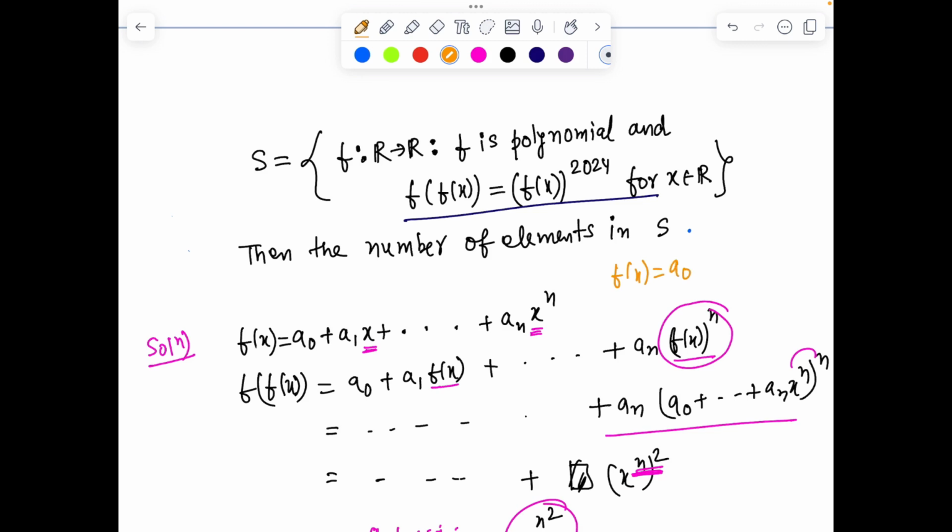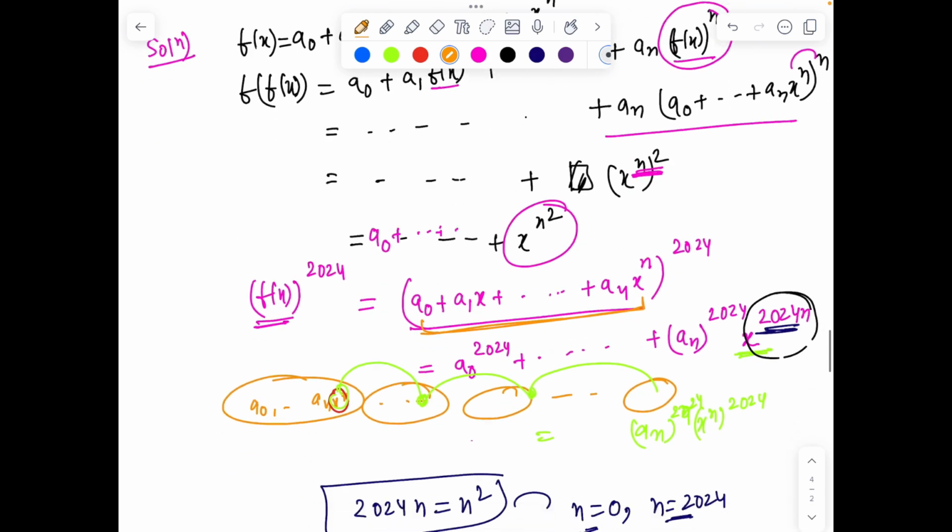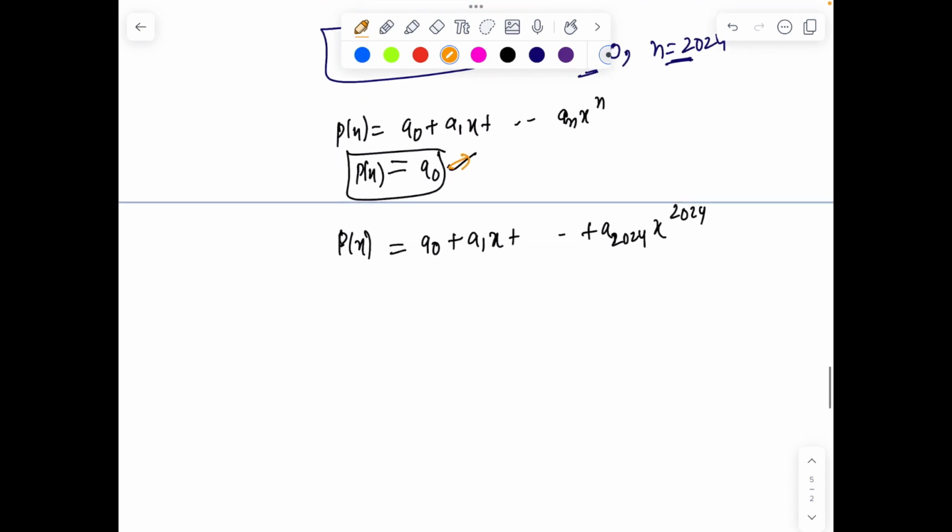Now if p(x) is constant, if we plug back into the original expression, you can clearly see f(x) is some constant, let's say a0. So what about f of f(x)? It's f of a0, and f of a0 is again a0 because it's a constant function. So LHS becomes a0, RHS becomes a0 to the power 2024, and that gives two values: a0 is either 0 or 1. So we have already got two functions, f(x) equals 0 and f(x) equals 1. We are left with one more case, the solution when p(x) is of degree 2024.